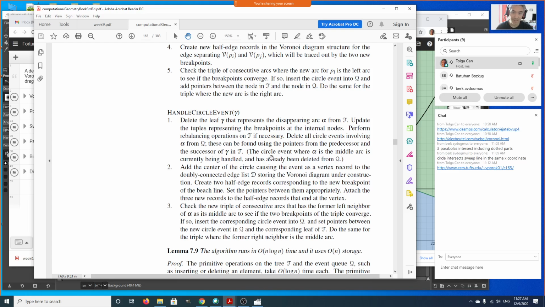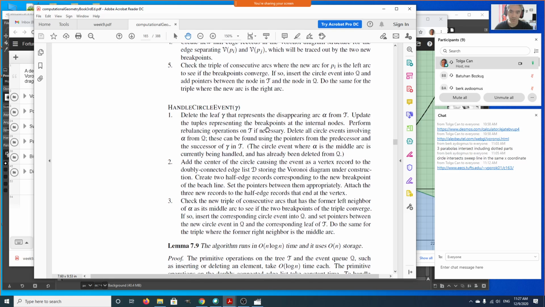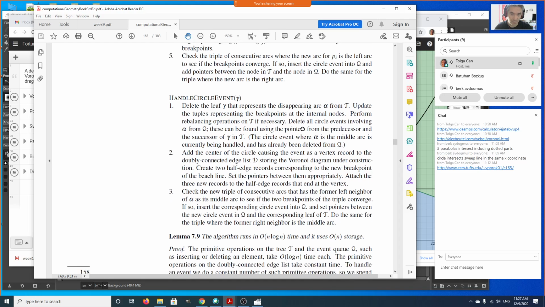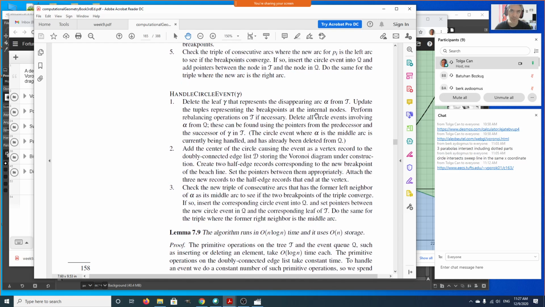And on a circle event, the first thing is we need to update the status structure to delete the leaf node that is going to be removed. And we also update the tuples representing the breakpoints at the internal nodes, because the breakpoints disappear, so intermediate nodes should be updated. Again, we perform rebalancing operations as necessary, and if there were any circle events involving this breakpoint or this arc that now disappeared, we also delete them from the event queue.